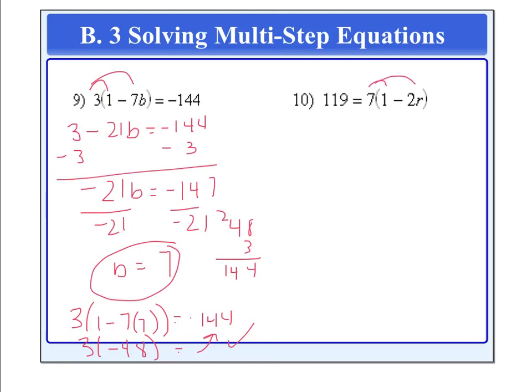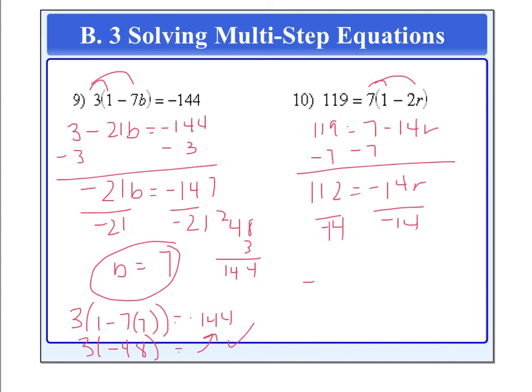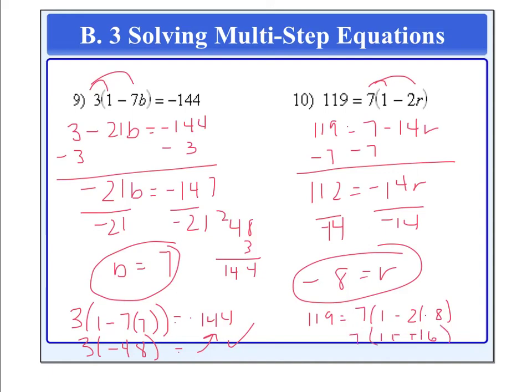We'll distribute again. 119 equals 7 minus 14r. Subtract 7. 112 equals negative 14r. Take 112 divided by the negative 14, and you get negative 8 for r. We'll check. 119 equals 7 times 1 minus 2 times negative 8. So that'd be 1 minus negative 16, or 1 plus 16. We've got 7 times 17, which is 119. It checks out.